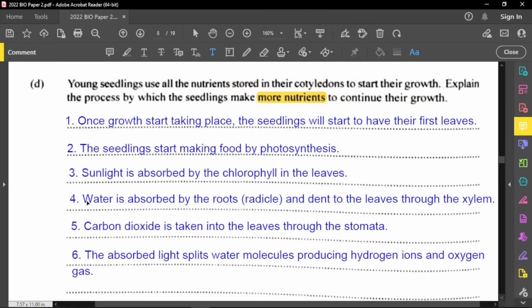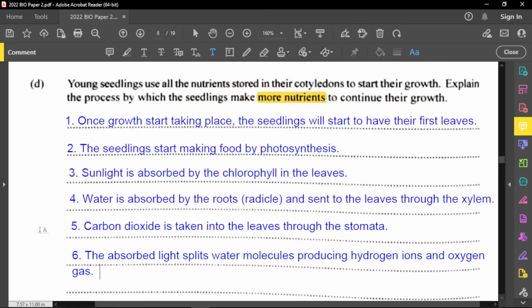So I give it in point format, to make it a little bit easy and clear. So one is that once growth starts taking place, the seedling will start to have their first leaves. All right, and so the second thing that will happen here is that the seedlings start to make food by photosynthesis. Sunlight is absorbed by the chlorophyll in the leaves. Water is absorbed by the roots or the radicals, and then sent to the leaves through the xylem.